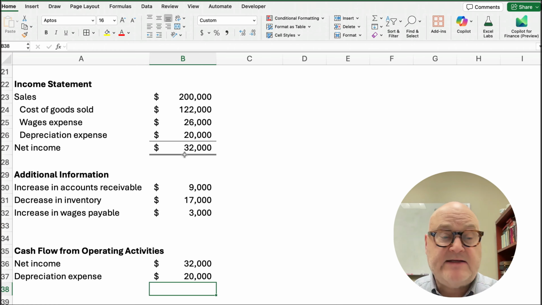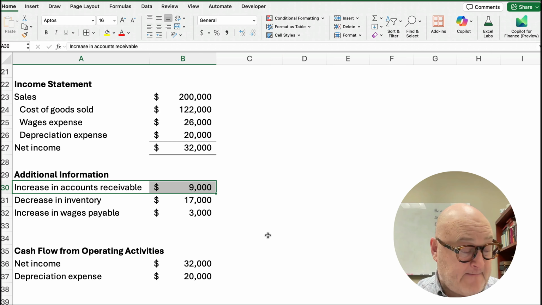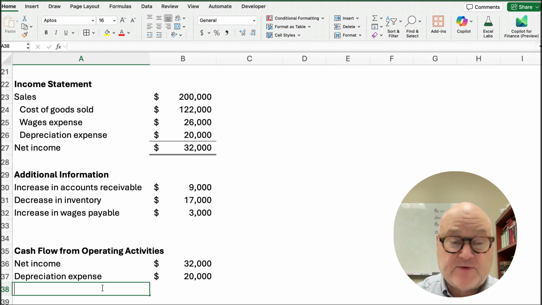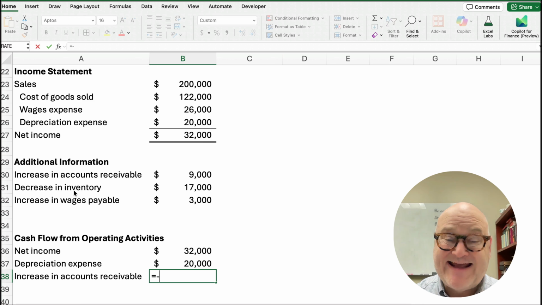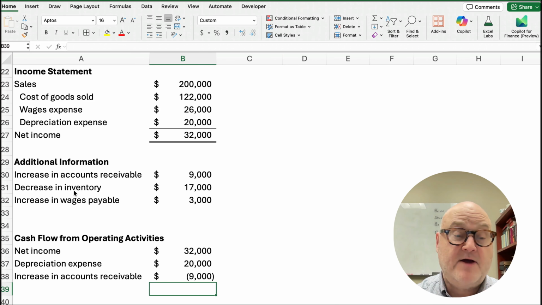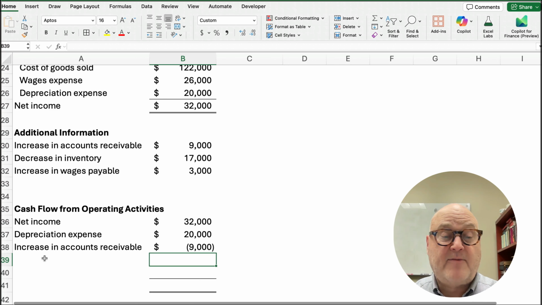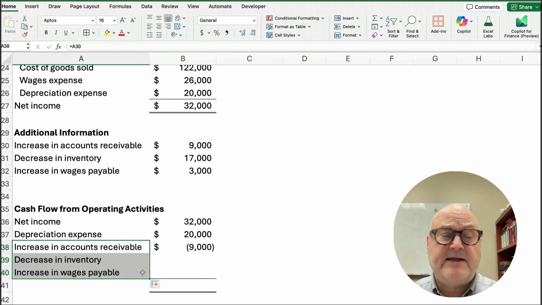Now, what else do we need to do? What if our accounts receivable goes up? Well, accounts receivable is an asset. So if an asset goes up, cash goes down. So we're going to point to that increase in accounts receivable, and we're going to make it a negative. Now, if accounts receivable goes up, it means we did not collect the cash. So therefore, that's going to be a negative number on the cash flow from operating activities. Now I'm going to do the next two. I'm just going to copy it down here.